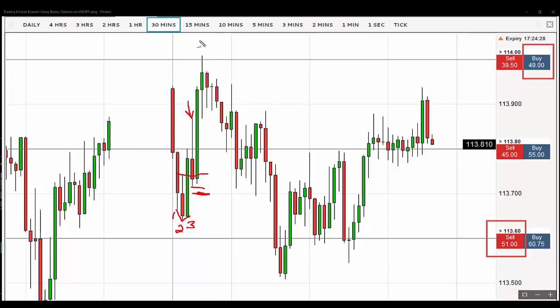Then we have an isolated high that forms a 3-bar reversal. So you get bar 1, bar 2, bar 3. And again, this is one that's not going to be a strong one because it does not come down and close below this line, which is the low of bar two. So, you know, it's kind of iffy. It may or may not.